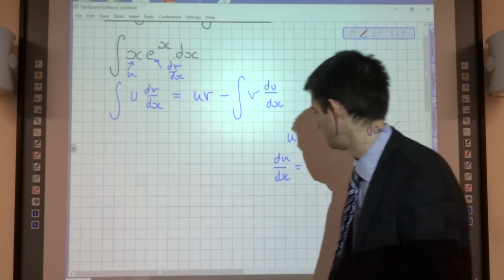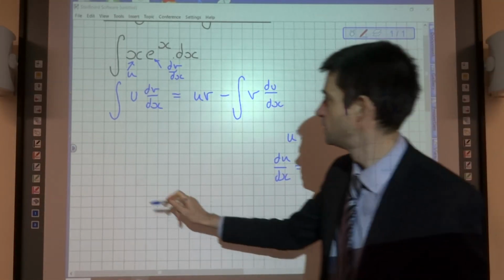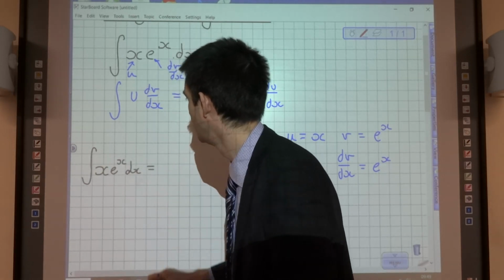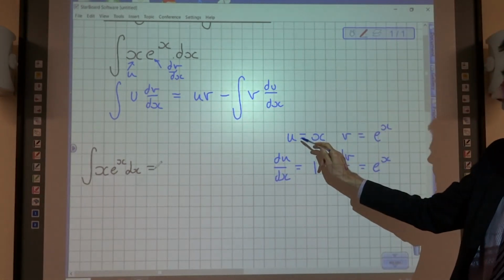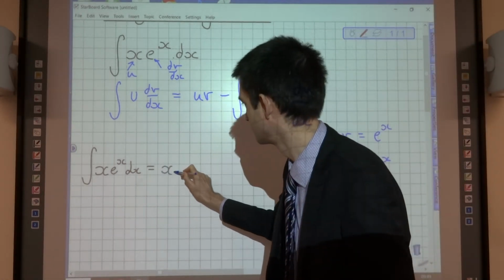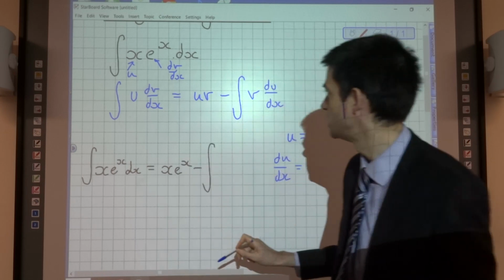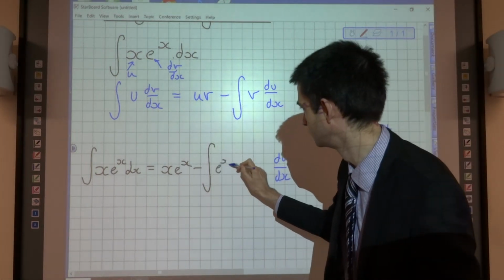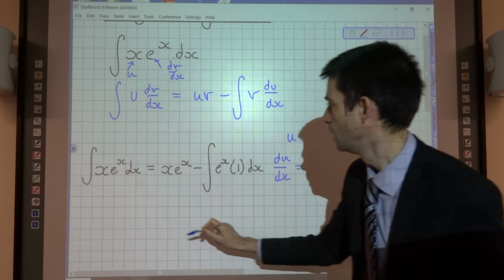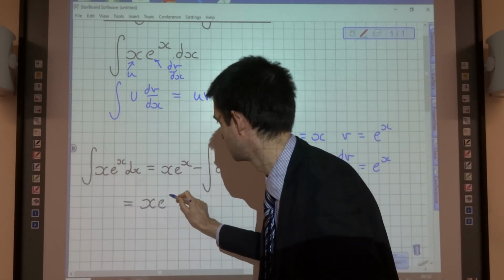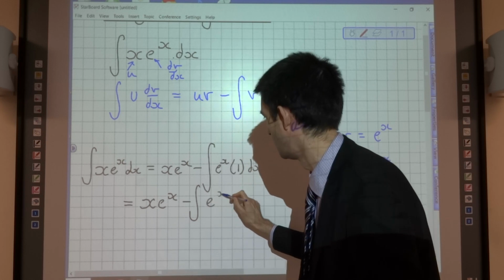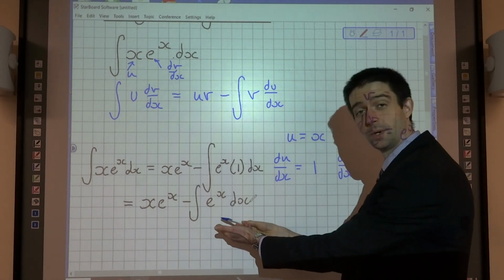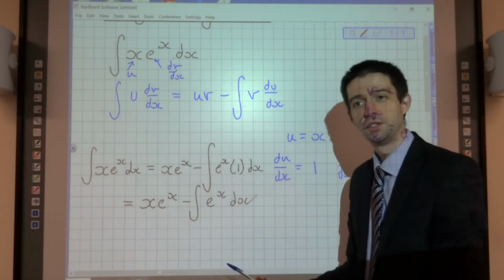Right, so let's put this into what we've already got then. So we are integrating x e to the x with respect to x. So uv, u is x and v is e to the x, minus the integral of v du dx, which is e to the x multiplied by 1. So what I'm going to be doing is x e to the x minus the integral of e to the x. And that's the idea behind integration by parts. This second bit that we're now integrating should be something that's easy to integrate.